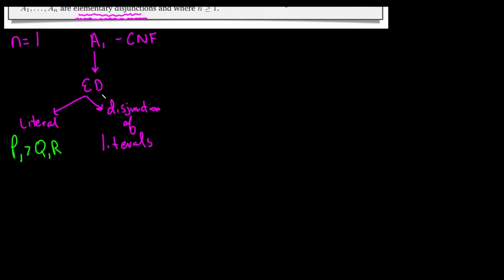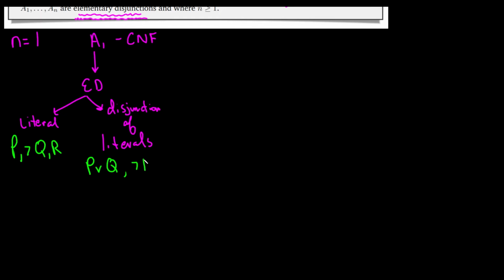The other case would be if you have a formula, it's an elementary disjunction, and that elementary disjunction is a disjunction of literals. So let's say you had P or Q. This is a disjunction of literals. So you have P here and Q. Each one is a literal and it's a disjunction of them. And so this would be an elementary disjunction. And so this disjunction is actually in conjunctive normal form.